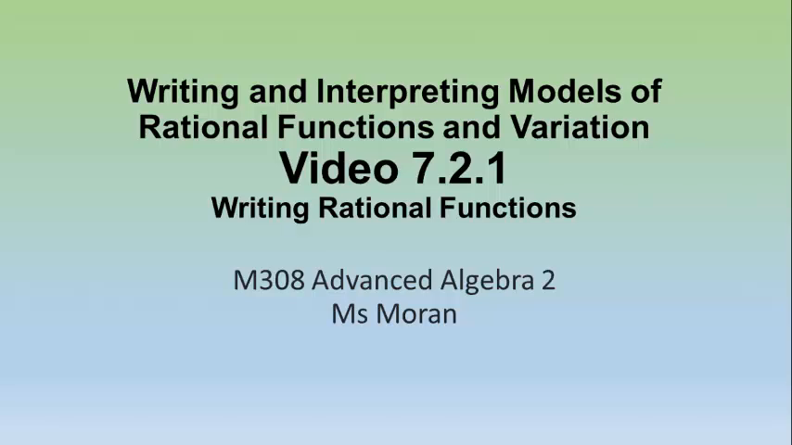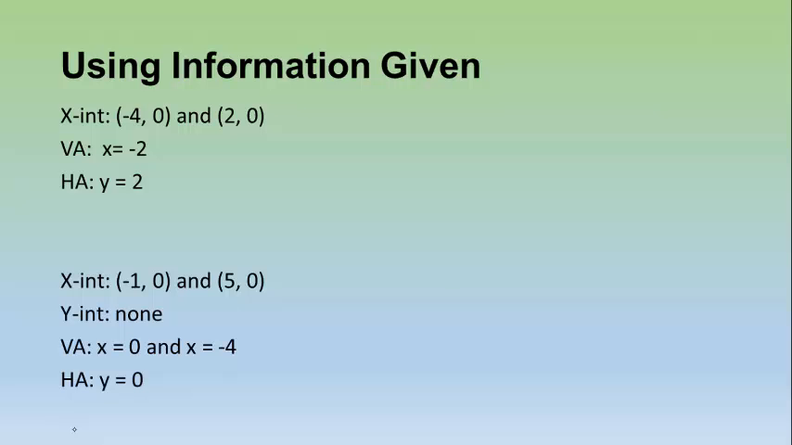All right, everybody, we're going to be working on our second standard here, and that is going to be to write and interpret models of rational functions and variation. And this time we're going to simply work with writing rational functions. So we're going to be writing the f of x equals and using all the information that we know about our functions to create the equation that fits that information. Let's take a look. All right, I've got three examples.